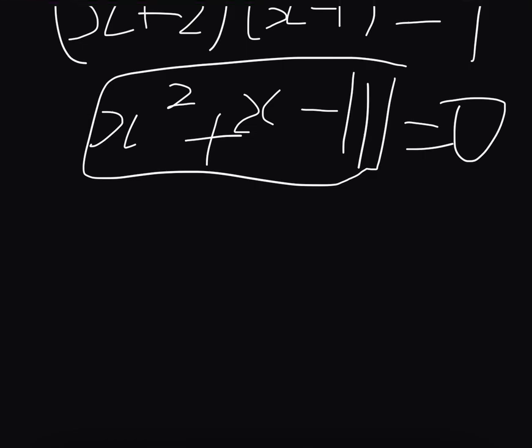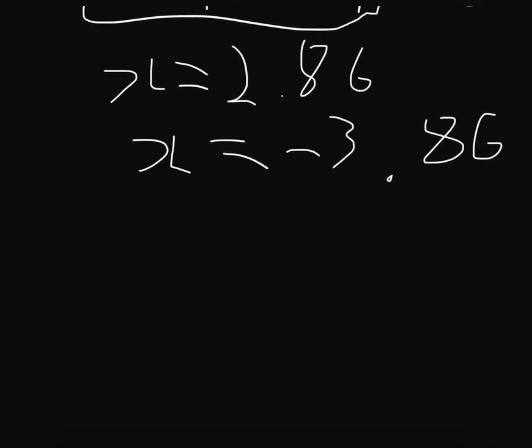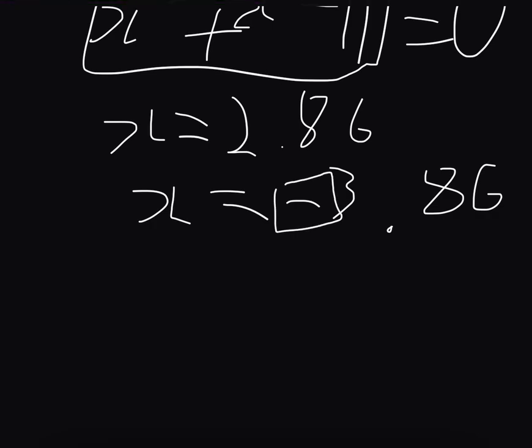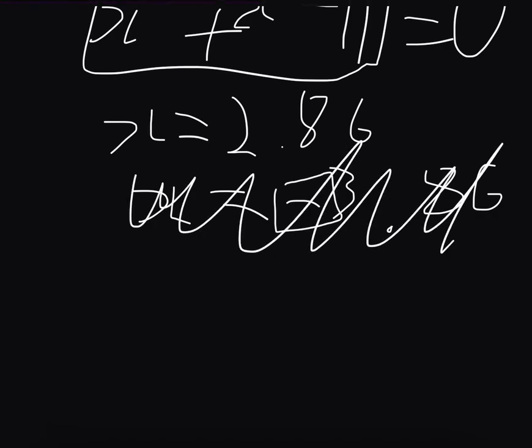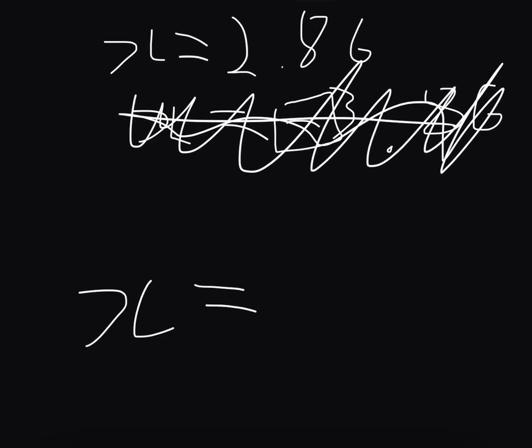If we use the quadratic formula, we will get x equals 2.86 and x equals minus 3.86. Now, the thing with logs is that you're not allowed to use these minuses, meaning that this answer is invalid. Meaning the answer to this question is 2.86.